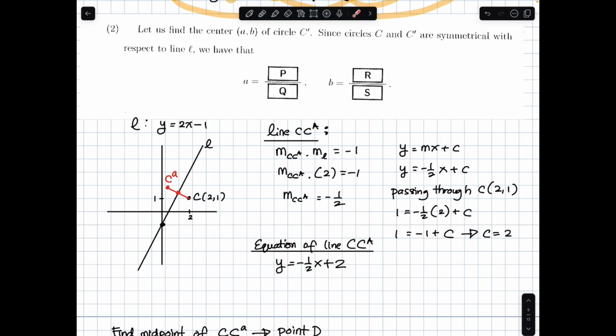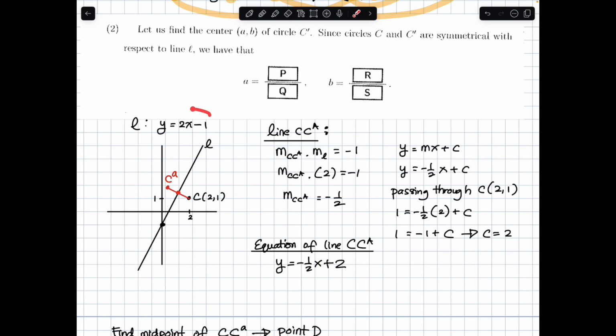In the second part, we have the other circle. This is the first circle, and we have the other circle that is symmetrical with respect to the line L. So in this question, the first circle is here, with center 2, 1, and we need to find the other center of circle CA, (A, B), that comes from symmetry with L.